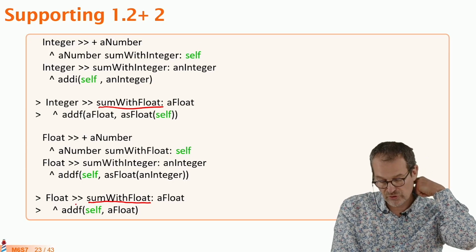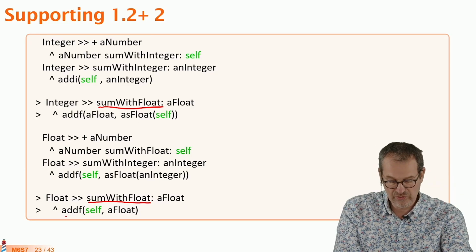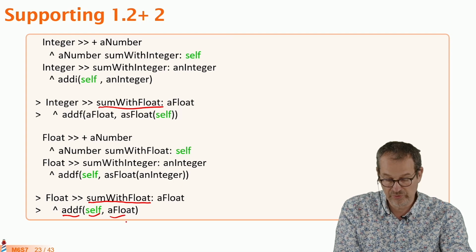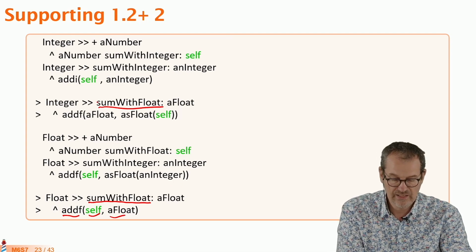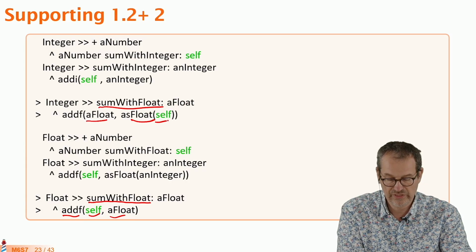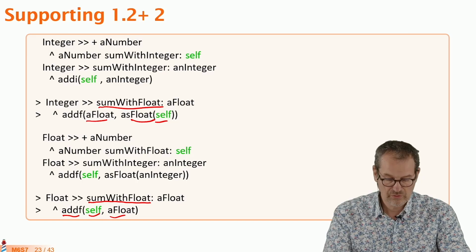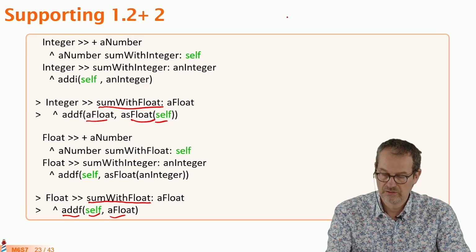So sum with float on the class float is easy because I use the same primitive add float with self and a float, because this is a float. And here, sum with float on the class integer, what do I do? I have a float as argument, so I convert the integer, the argument, as a float, and I add it. And what you see is that with this piece of code, we can add a float plus a number and a number plus a float.